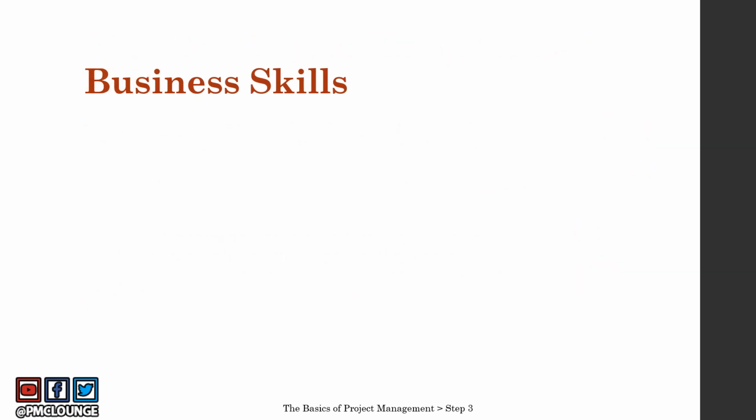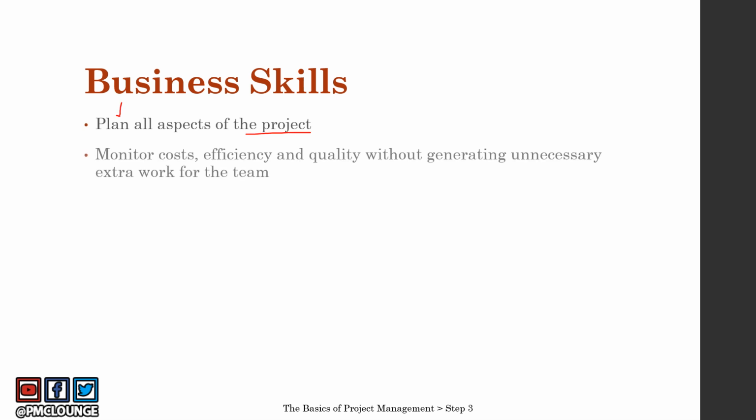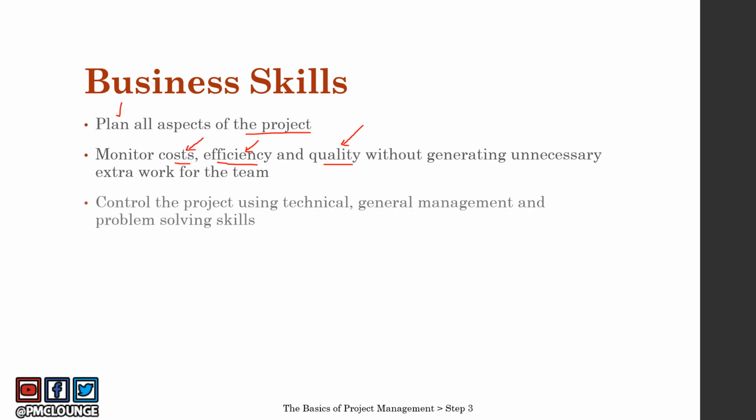So the business skills that a project manager needs are: plan all aspects of the project. The project manager should be a good planner, should be able to monitor costs, efficiency, and quality without generating extra work for the team. So quality should be maintained, efficiency should be taken care of, cost should be monitored, no extra work should be generated for the team. Control the project using technical, general management, as well as problem solving skills. So the project manager should possess technical skills, general management skills, as well as problem solving skills.